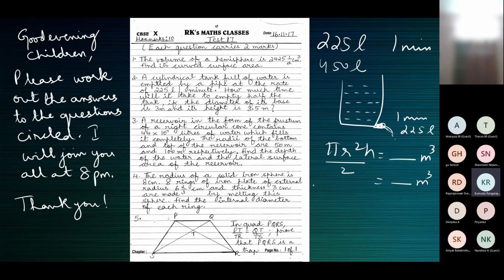Supposing you get 2,250 liters. Half the volume of the tank is 2,250 liters. For example, you find half the volume of the tank in meter cube, and then using that conversion, you convert it to liters. So that meter cube represents 2,250 liters, say. Now, 225 liters is emptied in 1 minute. Then 2,250 liters will be emptied in how many minutes?